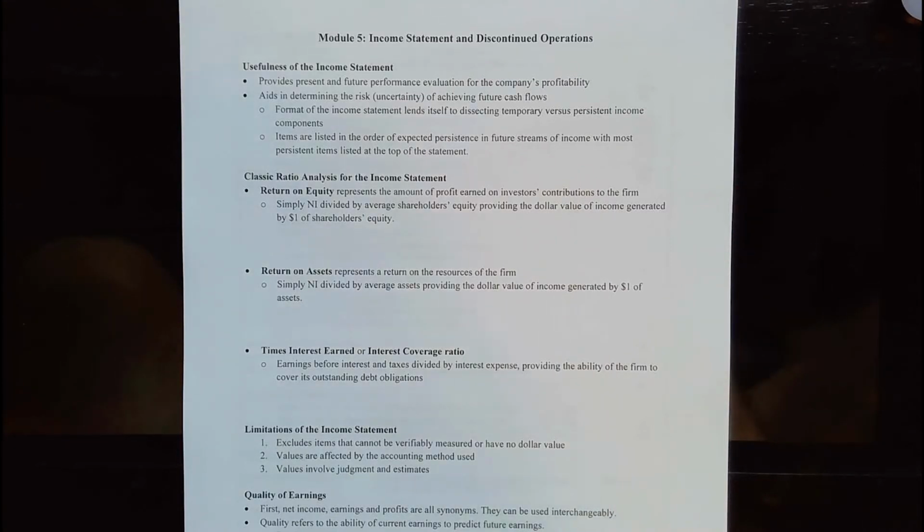So these videos are going to launch us into Module 5, where we're going to talk about income statements and discontinued operations. There will be an additional module, Module 6, that will also deal with the income statement. It'll go into some additional issues, EPS, statement of comprehensive income, retained earnings issues.